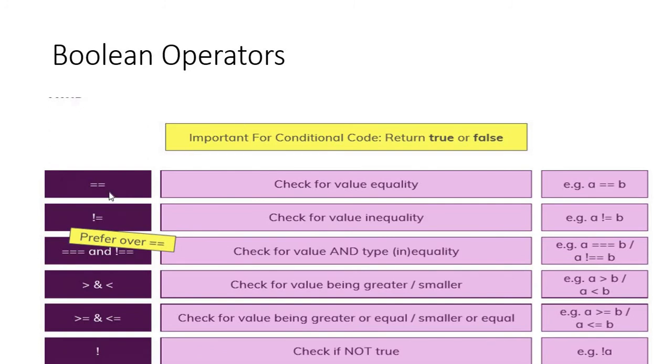Triple equals to. Now what is the difference between triple equals to and double equals to? Double equals to checks value equality and triple equals to checks both value and type. We will try to implement it a little bit. Then there are less and greater, less or equal and greater or equal, and not true. We have done these through an example.